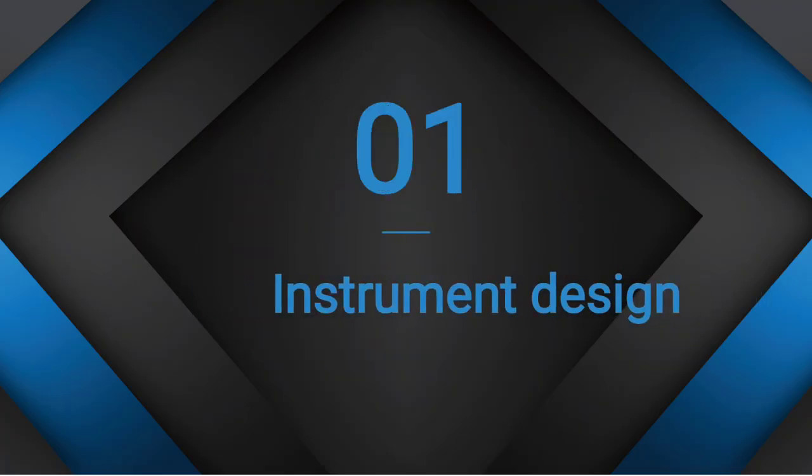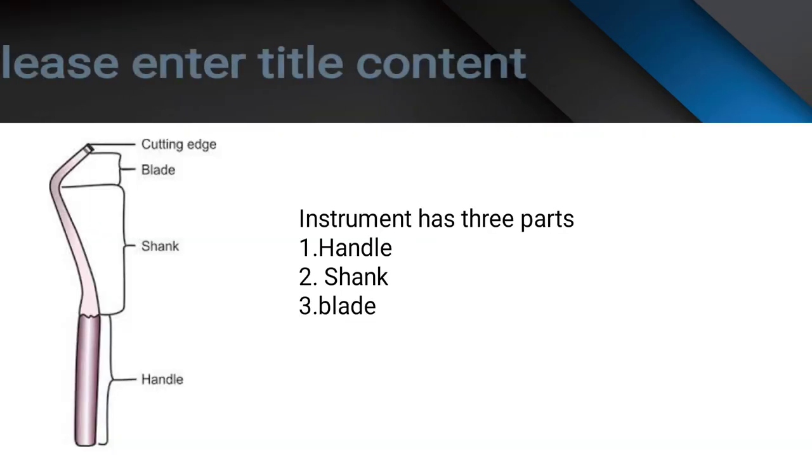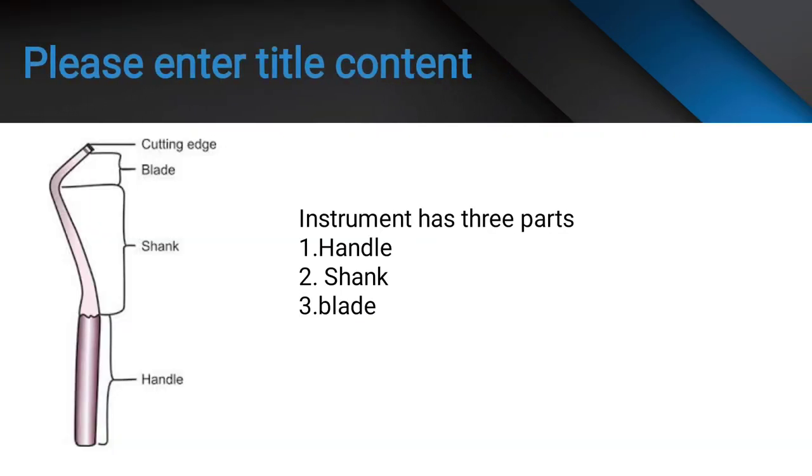Generally, hand instruments used in the dental operatory may be classified as cutting instruments like excavators, chisels, and others, and non cutting instruments like amalgam condensers, mirrors, explorers, and probes. Most hand instruments may consist of three parts: handle, shank, and the blade. For many non cutting instruments, the part corresponding to the blade is termed the nib.